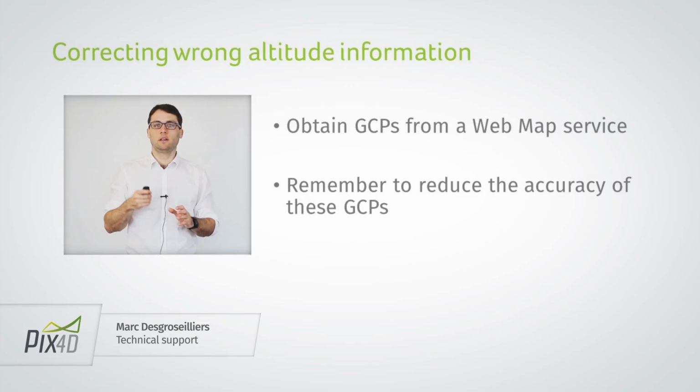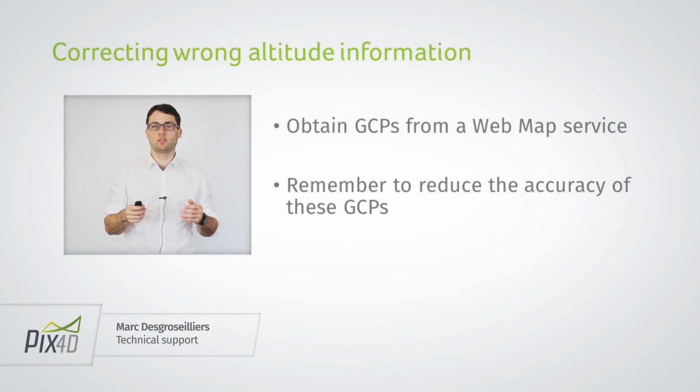What you can do is create GCPs in your project. Now, if your project already had GCPs, great, you can just use those. If your project does not have GCPs, it's possible to obtain GCP information from a web map service such as Google Maps. In this case, it's important to remember that the default accuracy of the GCP in the software is set to 2 centimeters, and that these GCPs obtained from web services are typically less accurate, and we recommend using an accuracy of the order of 3 to 5 meters. This would give much better results.